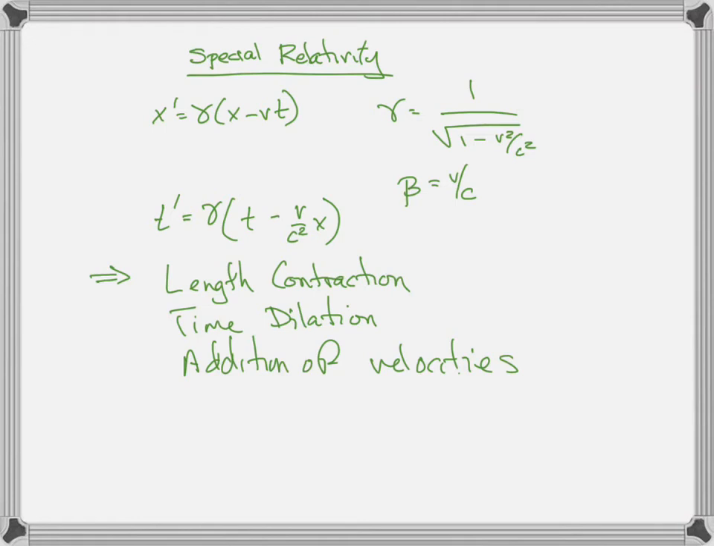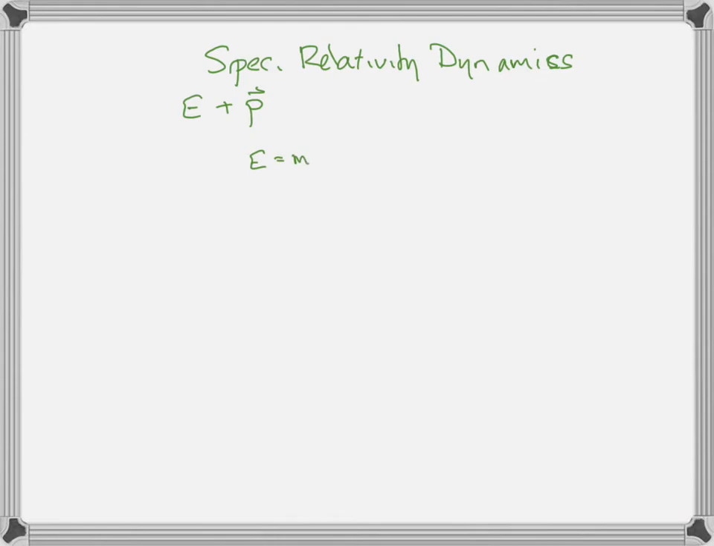So that's basically the kinematics, and then we move on to the dynamics of special relativity, and that's where we have momentum. Energy and momentum in special relativity turn out to be very closely connected. This concept that E equals mc squared actually gives us the rest energy.